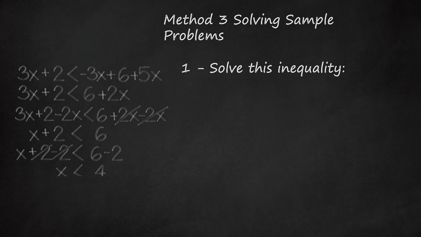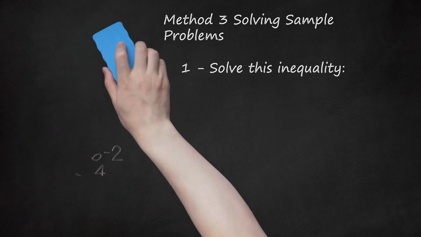Move the variable to one side by subtracting 2x from both sides: 3x + 2 - 2x < 6 + 2x - 2x, so x + 2 < 6. Isolate the variable by subtracting 2 from both sides: x + 2 - 2 < 6 - 2, so x < 4.